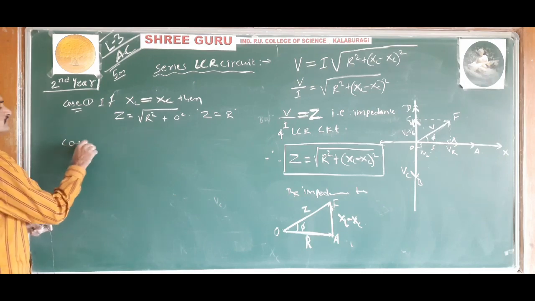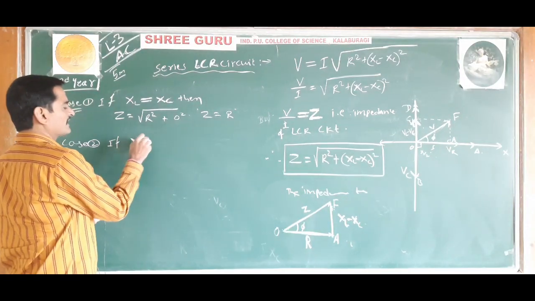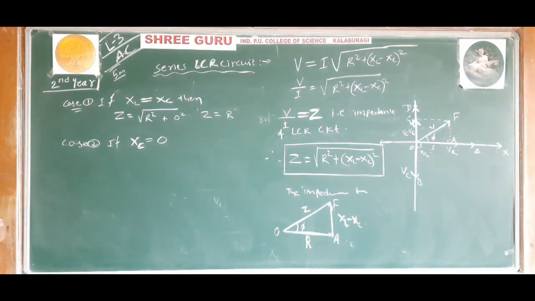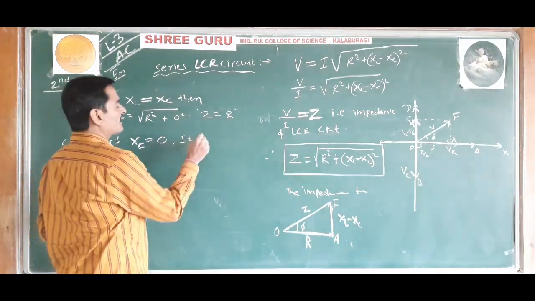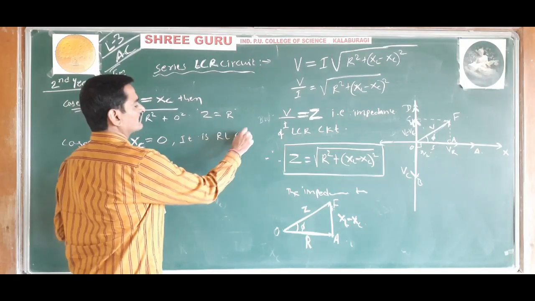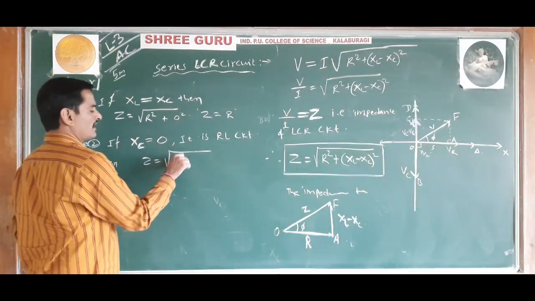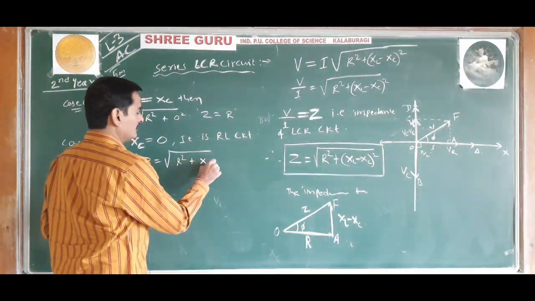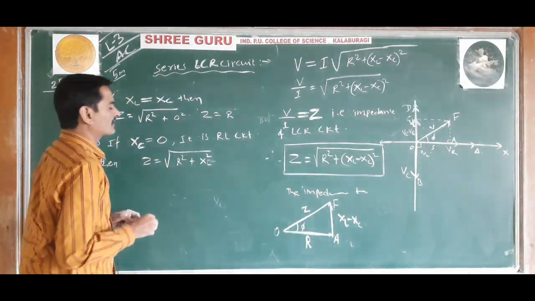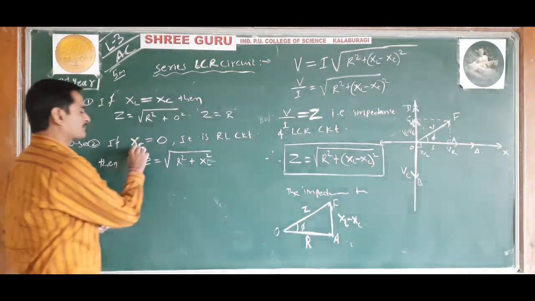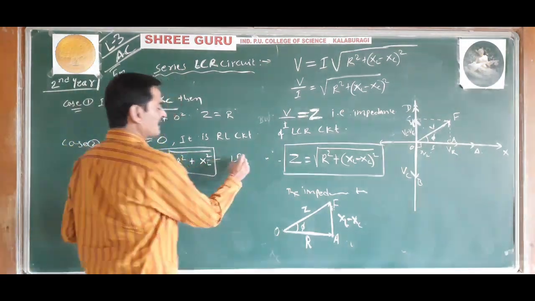Understood? So case number 2. If XC, that is capacitive impedance, is 0, that means capacitor is not there. So it is RL circuit. And then Z is equal to under root of R square plus XL minus XC, XC is equal to 0. So XL square. So Z is equal to under root of R square plus XL square. So this is expression for impedance in a LR circuit.